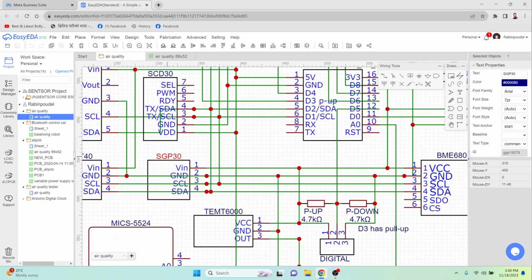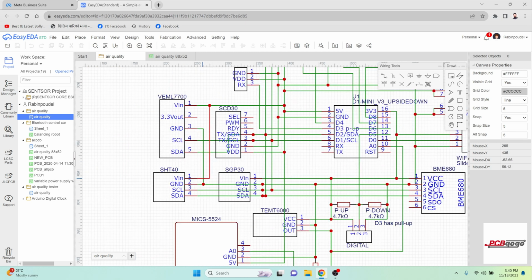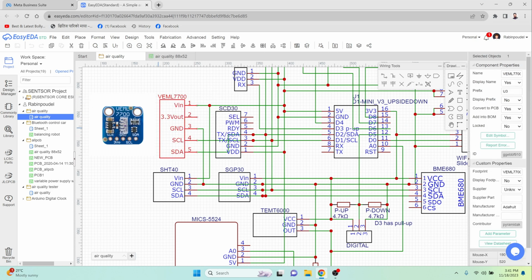This is SGP30 sensor module, which helps to measure the air quality. The SGP30 combines multiple metal oxide sensing elements on one chip to provide more detailed air quality signals. This sensor is also connected to the I2C interface. SHT40 is digital temperature and humidity sensor, which is also connected to I2C pin of Node MCU. VEML7700 is a high-accuracy ambient light digital sensor, which also has I2C interface.